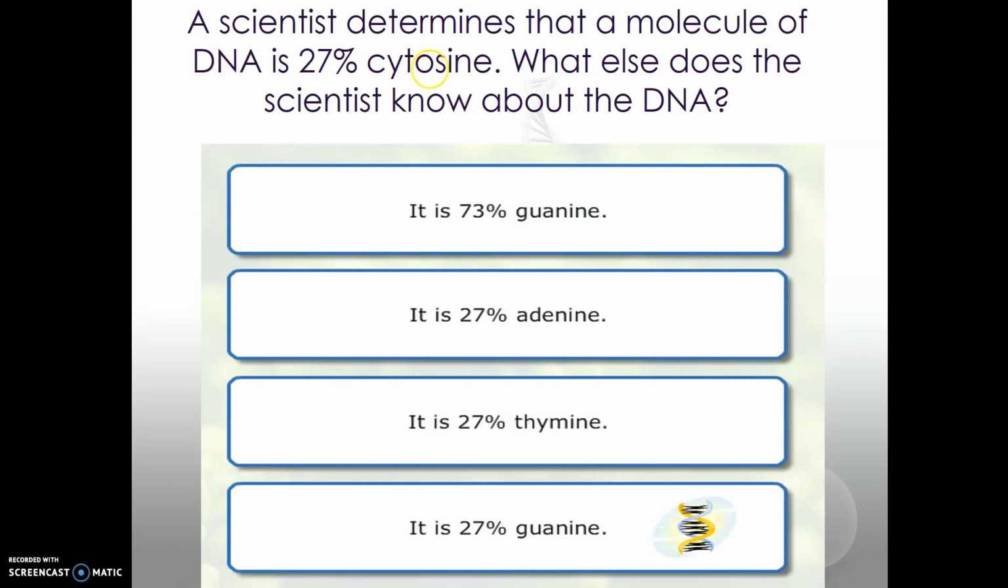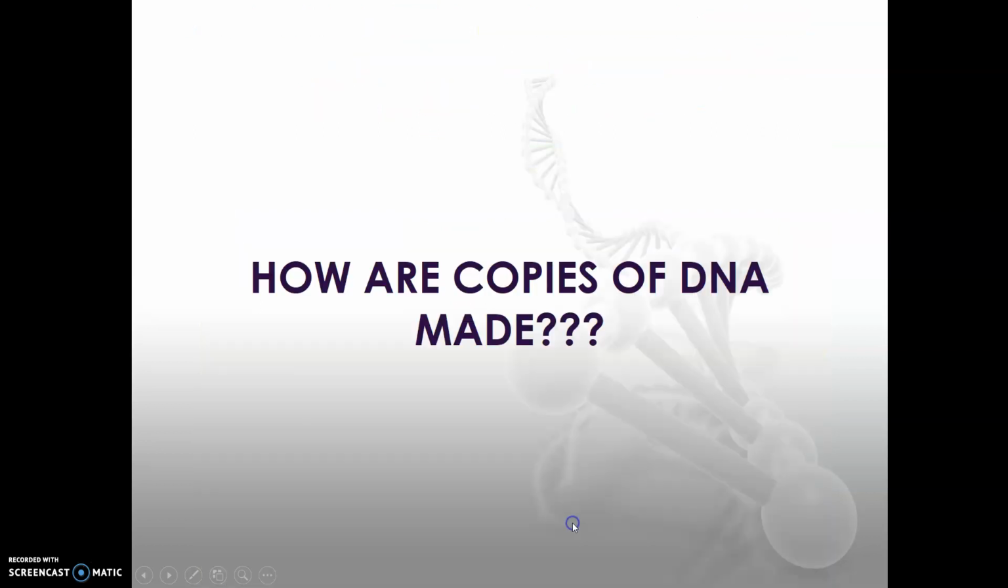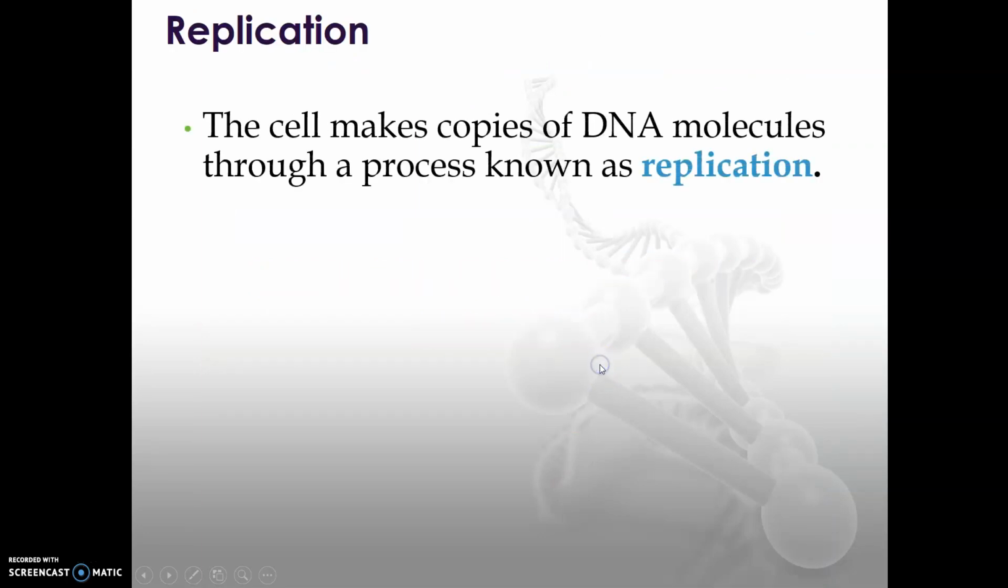So the scientists would also know that guanine is 27% because C and G always pair together. So if there's 27% cytosine, there's 27% guanine because they're always paired together. So how are copies of DNA made?